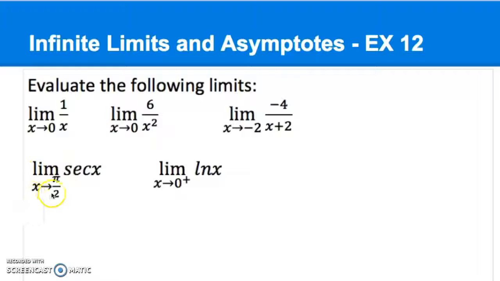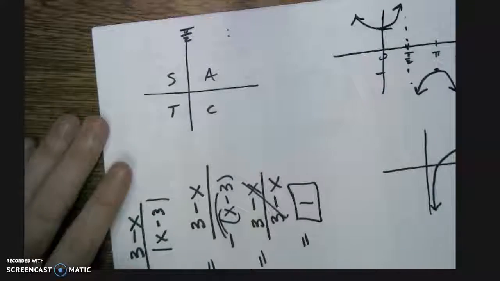The limit as x approaches pi over 2 for secant of x. Well, remember secant is 1 divided by cosine. And think about what cosine is at pi over 2. You should know that cosine at pi over 2 is 0. So let's look at a unit circle and talk about that.